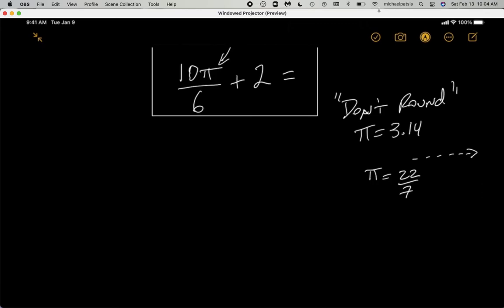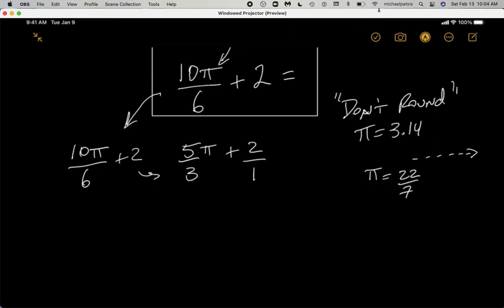So this would be one way to leave it in terms of pi, but I think we can do a little bit better. So we have 10 pi over 6 plus 2. Okay, we can reduce that to 5/3 pi plus 2. And we can put a hidden 1 here. We have a denominator of 3 here, a denominator of 1, and we're adding. Therefore, we need to change this to a denominator of 3.